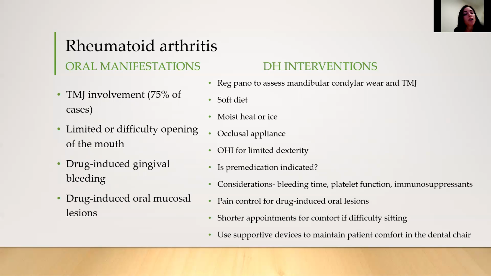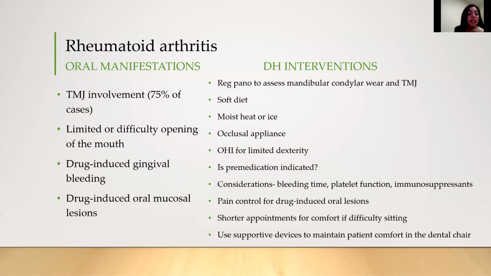So interventions here are regular x-rays, regular panos to assess the mandibular condyle for wear and other TMJ issues. Patients might need to be on a softer diet, and that could be more cariogenic, so we have to be aware of that. Then moist heat or ice, depending on what the patient is in need of at that time. They might need an occlusal appliance. Their OHI might be limited due to their limited dexterity.